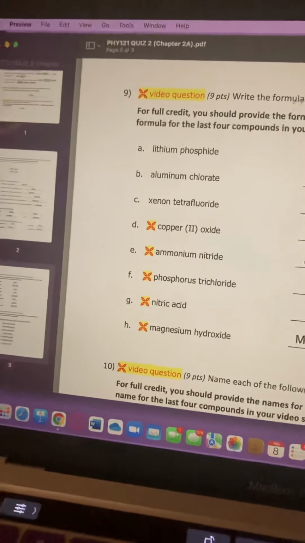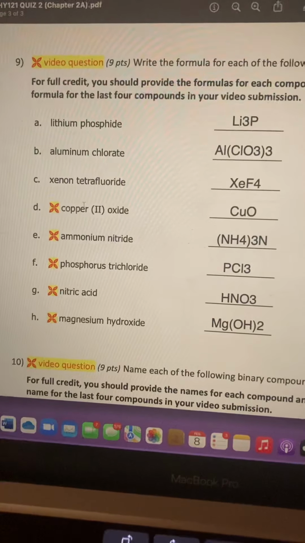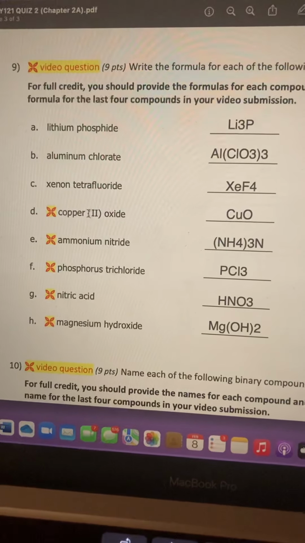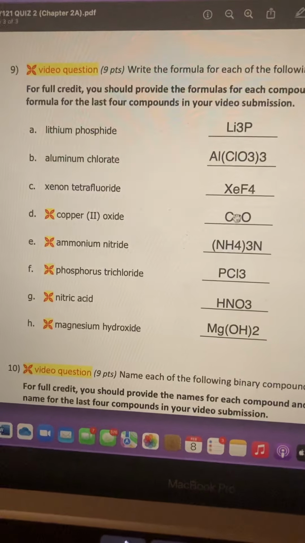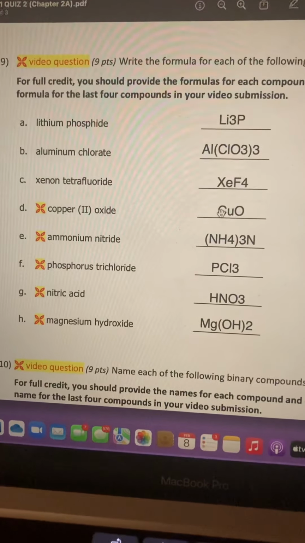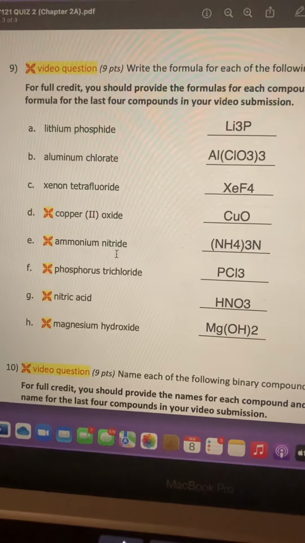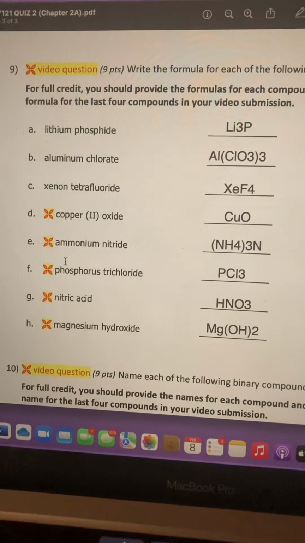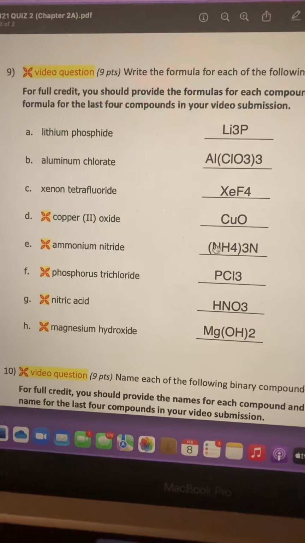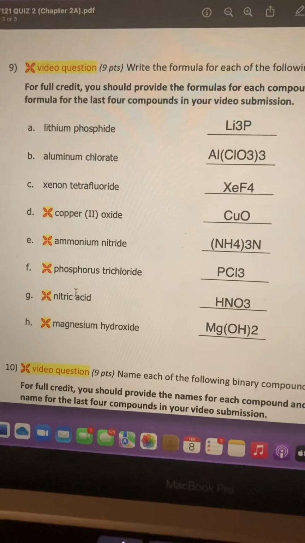This one's just the binary compounds, copper oxide. Oxide has a 2 negative charge, and shows here that copper is a 2 plus. So this is the molecular or empirical formula, I believe. This is just how it should be written. Ammonium nitride. Nitride is N3 negative, and ammonium has a +1 charge on it. So this is ammonium, 3 ammoniums to balance out the charges there.